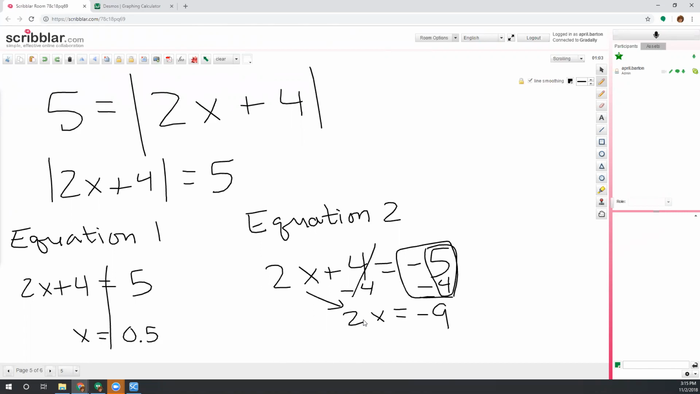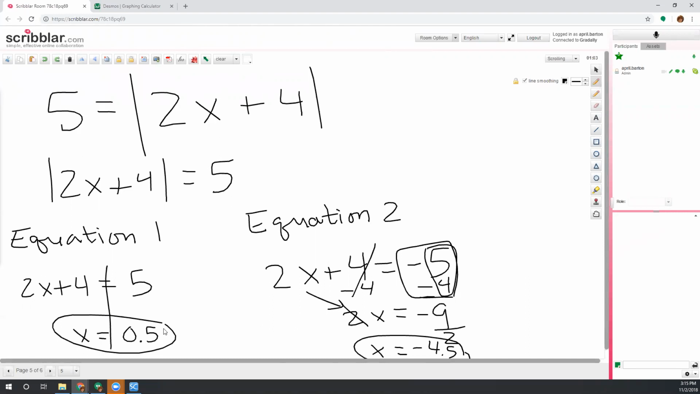Okay, and then we do the same last step as last time and divide by 2. So what's our second answer? It's going to be a decimal again. What do we get when we do -9 divided by 2? -4.5. So this problem has two answers, 0.5 and -4.5.